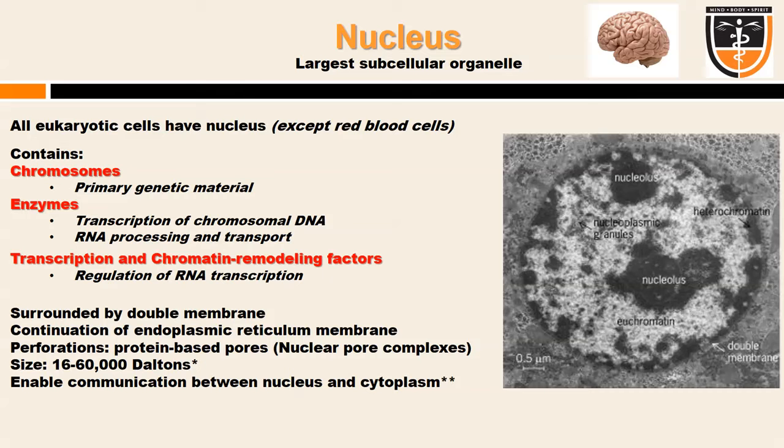Not correct. Correction is that red blood cells actually don't have a nucleus. Red blood cells, the cells that carry oxygen through your body, don't have a nucleus. Why? Because they don't need to replicate. They really are just a vessel that carries oxygen through your body.